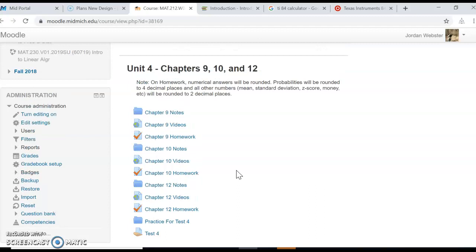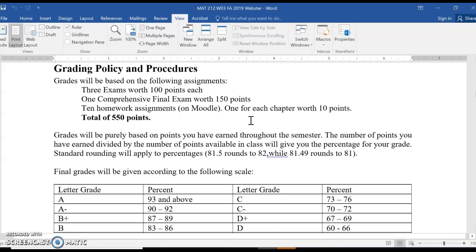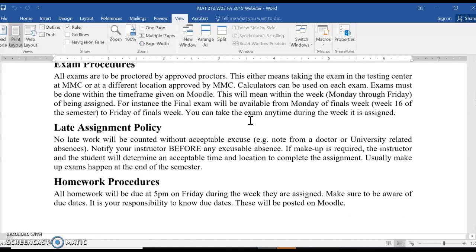So what it'll be is 100 points worth of material over unit 4, and then 50 points worth of older material, so material from past units. So 100 points worth of Unit 4, and then 50 points roughly worth of old unit materials. So that's why that one is 150 points.